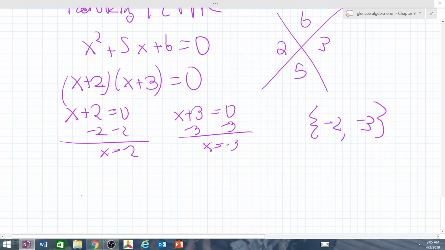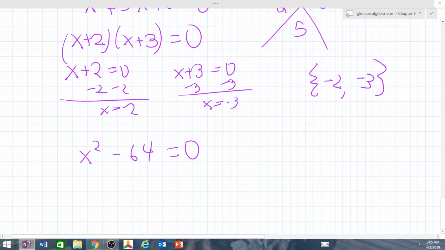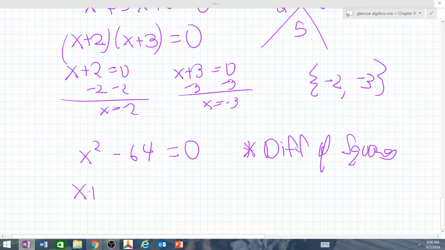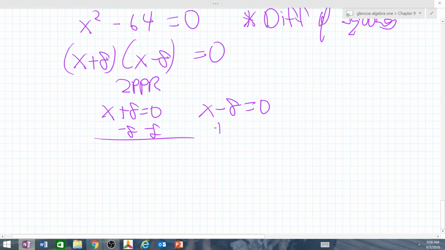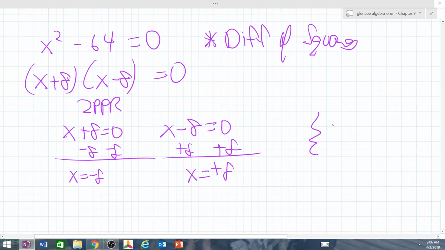Then we want to look at what happens if we have something like x squared minus 64 equals 0. That's a special case. Please remember that is factoring the difference of squares. And that would factor as (x + 8)(x - 8) equals 0. Now when we go ahead and zipper that, we get x plus 8 equals 0, x minus 8 equals 0, and we get two solutions. We get a positive 8 and a negative 8.